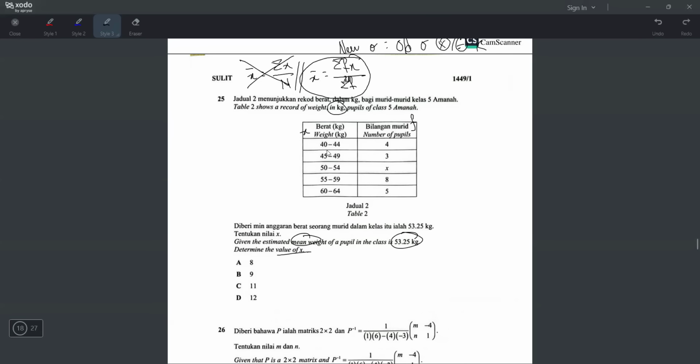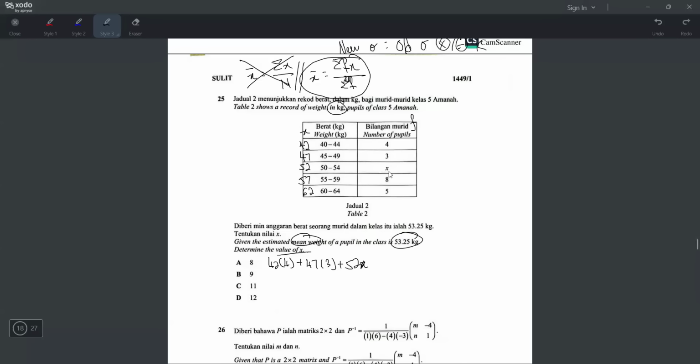Okay, how to find midpoint titik tengah? Just take 40 plus 44, lepas tu tekan bahagi 2. You get 42 here, and then this one same thing, 45 plus 49 divide 2, 47. This one same thing, 52, 57, 62. Lepas tu, cari min. So, bila cari min, dia akan jadi apa? 42 times 4, midpoint darab frequency, and then plus 47 times 3 plus 52 times x, which is 52x.